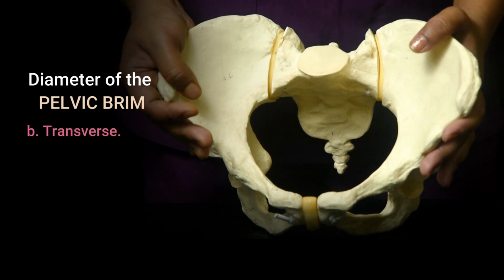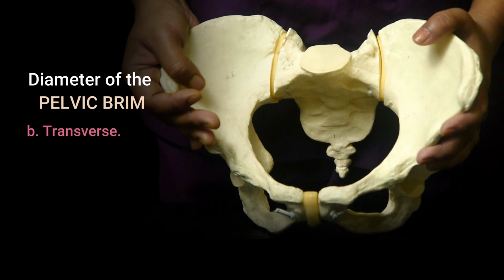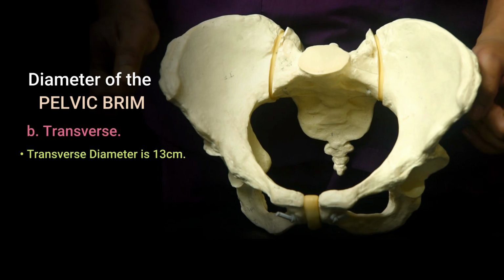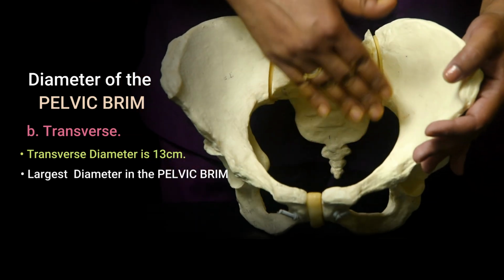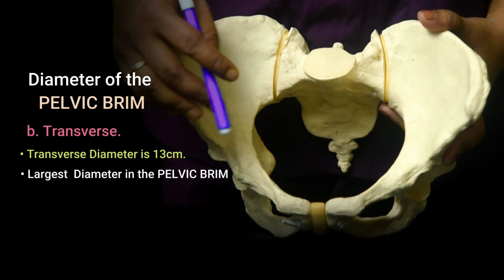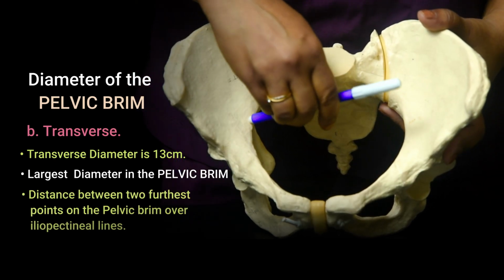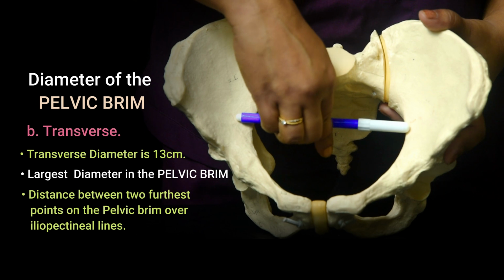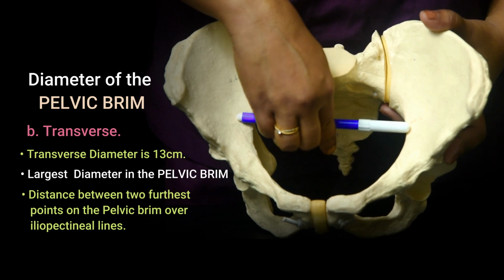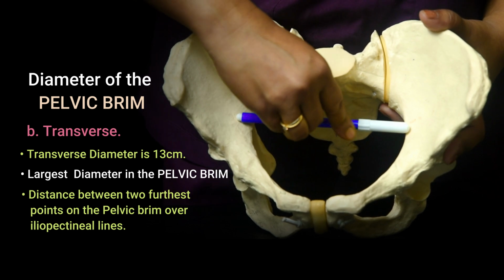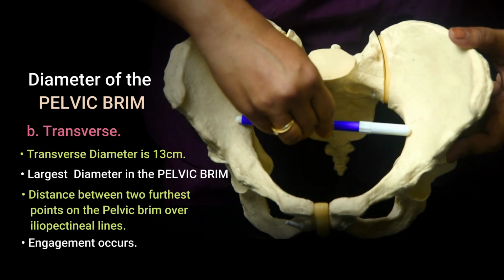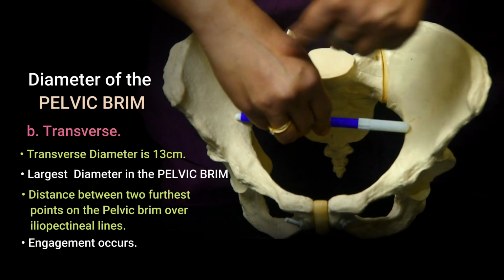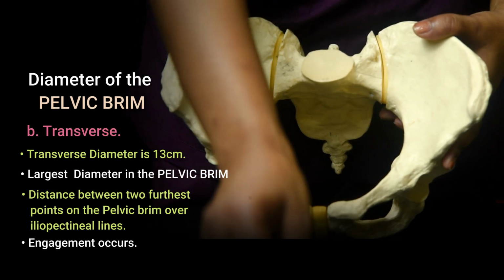Now come to the transverse diameter of the maternal pelvis, which is 13 centimeter and which is the largest diameter in the pelvic brim. The distance between 2 farthest points of the iliopectineal line is the transverse diameter, which is 13 centimeter, where the engagement of the baby's head occurs, transversely. You can see this. So this is the transverse diameter.